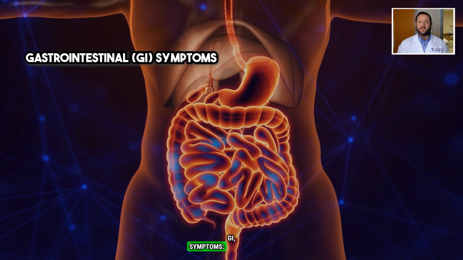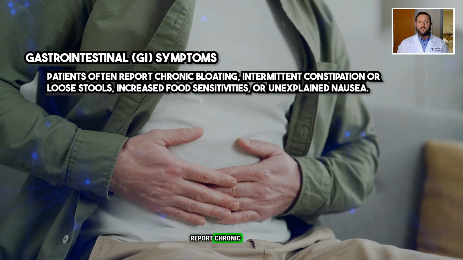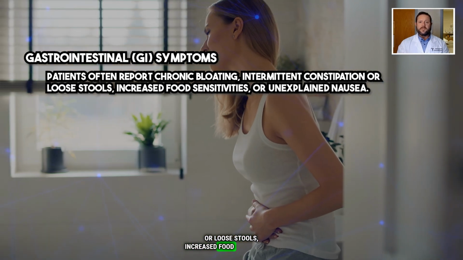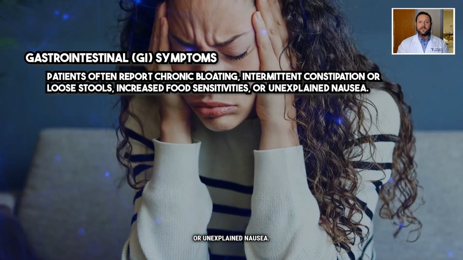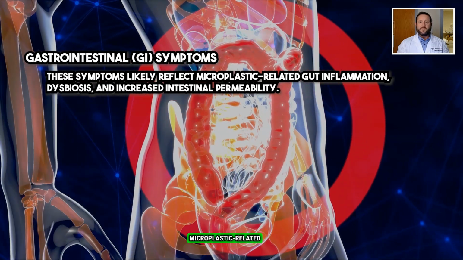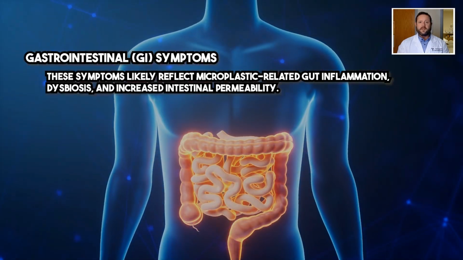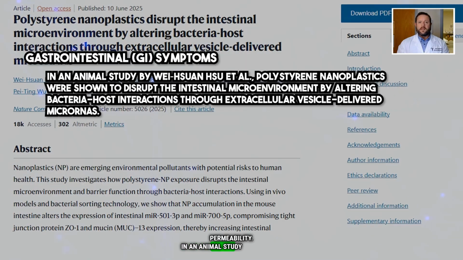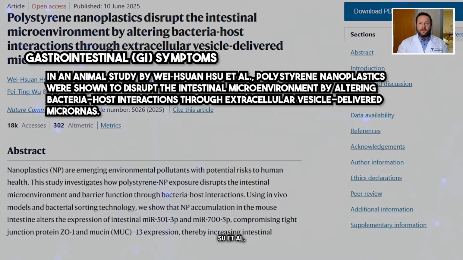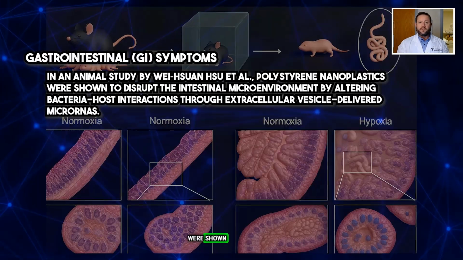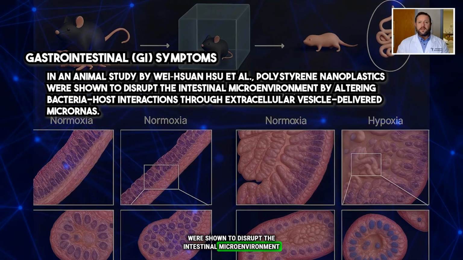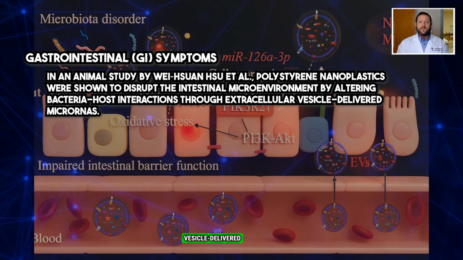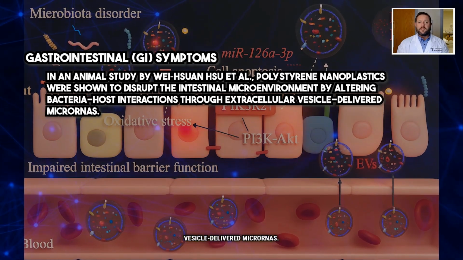Gastrointestinal (GI) symptoms. Patients often report chronic bloating, intermittent constipation, or loose stools, increased food sensitivities, or unexplained nausea. These symptoms likely reflect microplastic-related gut inflammation, dysbiosis, and increased intestinal permeability. In an animal study by Wei-Xuan Su et al., polystyrene nanoplastics were shown to disrupt the intestinal microenvironment by altering bacteria-host interactions through extracellular vesicle-delivered microRNAs.